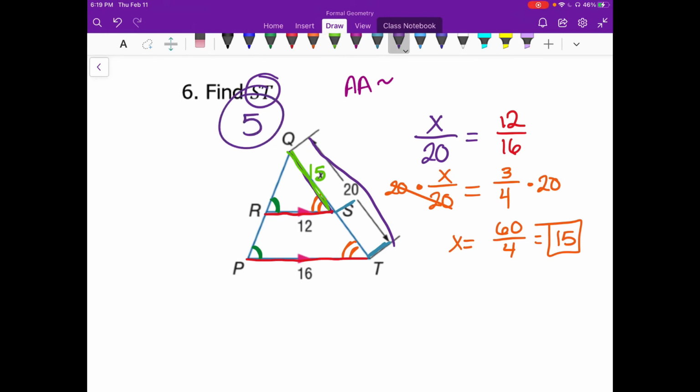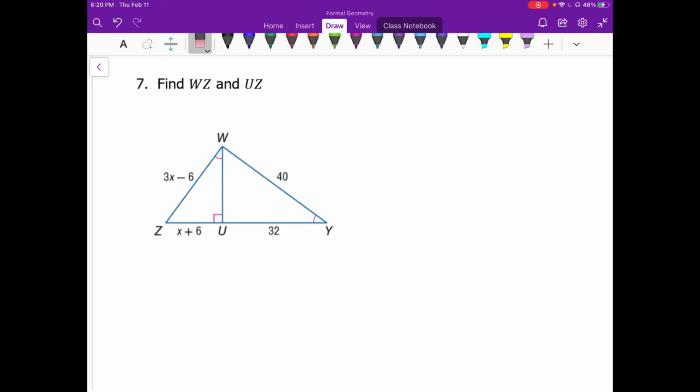Okay, number 7. So I need to find the lengths of two sides on this one, but before I do that, I need to show that these triangles are similar. So I'm already told that this angle ZWU is congruent to this angle, which is WYU. So those are already marked congruent.